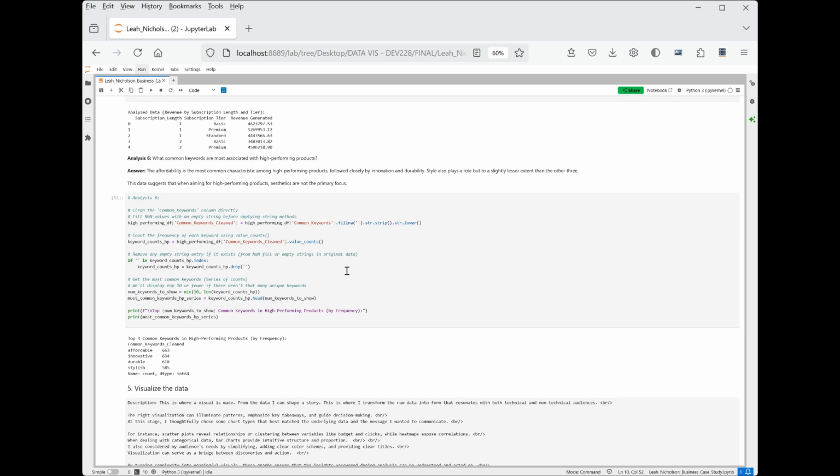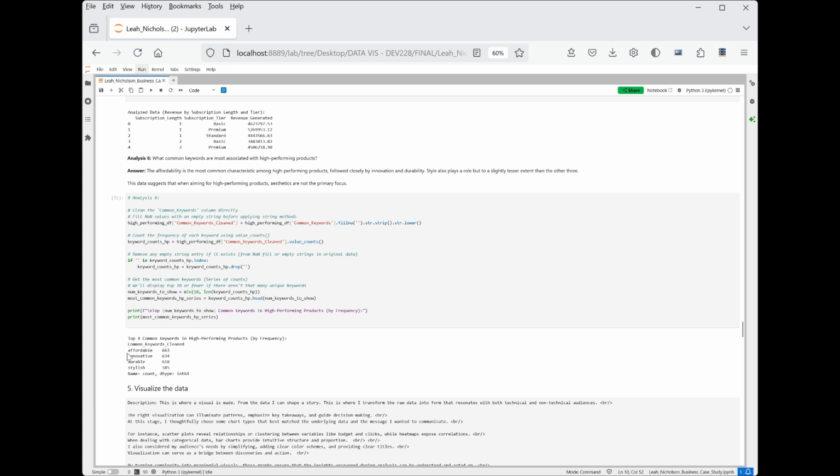So it required a little bit of cleaning. I cleaned the common keywords and just made sure that there were no empty strings and filled any not a number values. I counted the frequency of each keyword using value counts, and then I removed any empty strings if it existed. I then got the most common keywords and then displayed those down below. So in this data set there turned out to be just 4 keywords, and they were, upon closer inspection, just listed by themselves. So some of this cleaning I didn't actually end up having to do, but I wanted to include it just for completion.